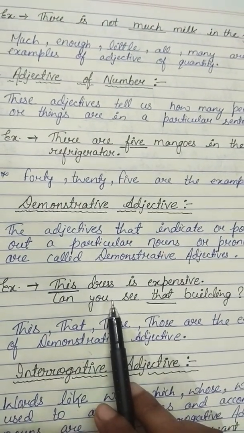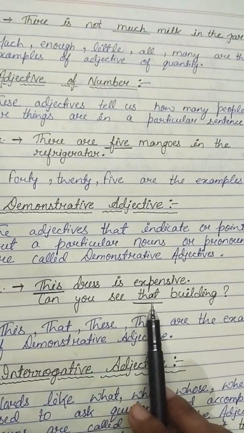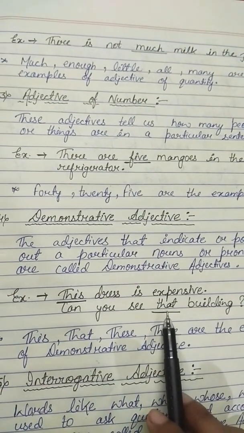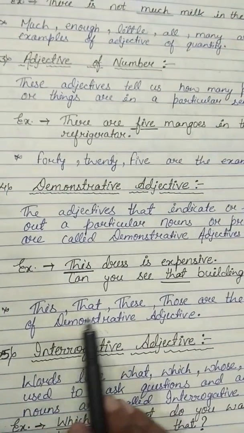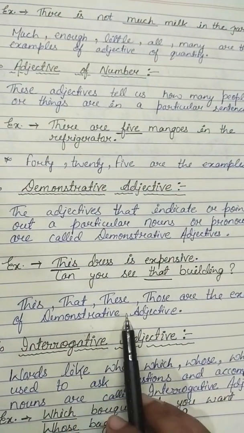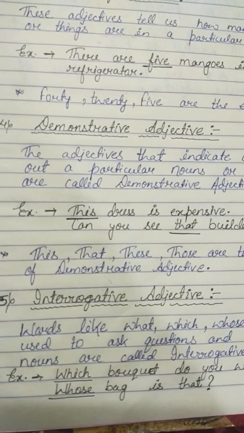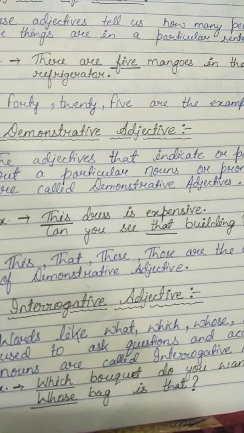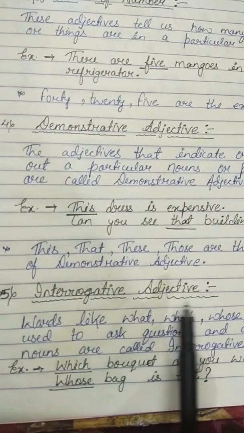Let's take another example. Can you see that building? So I am pointing out that building. I am talking about that building. So that is demonstrative adjective. This, that, these, those are the examples of demonstrative adjective. I hope this is clear to you all. Now we'll be moving on to our next type of adjective, that is interrogative adjectives.